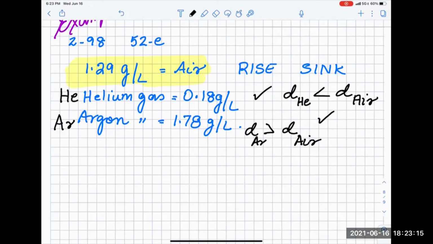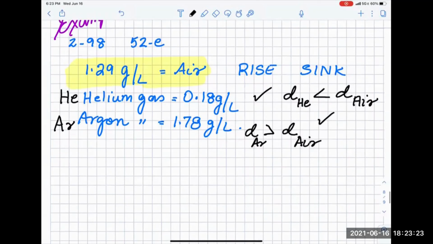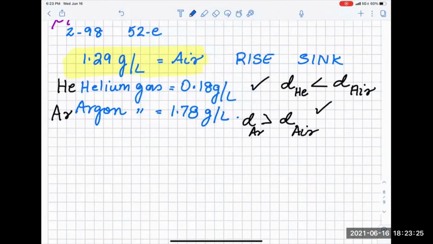A sample of the sand is found to have a mass, volume, acetone. Okay, let's do this one. Another example is 2.93, page 52E. So here you are given acetone, the one that is used for nail polish removers, right?